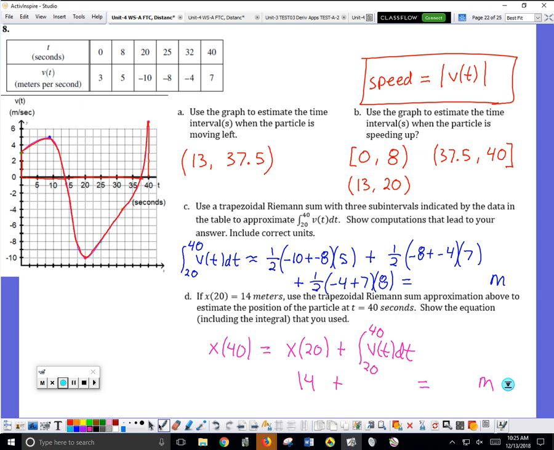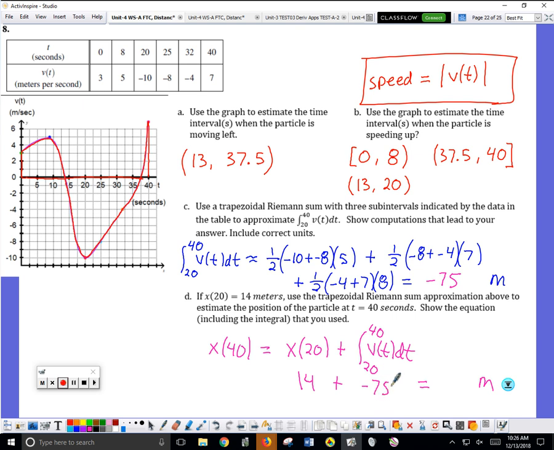So what's the value here? The trapezoidal Riemann sum, what's the value? Negative 75. Say again? Negative 75. So show me hands if you were able to get negative 75 here. 2 points. Then added to the 14 gives us negative 61, is that right?